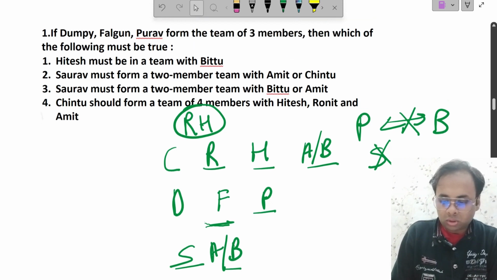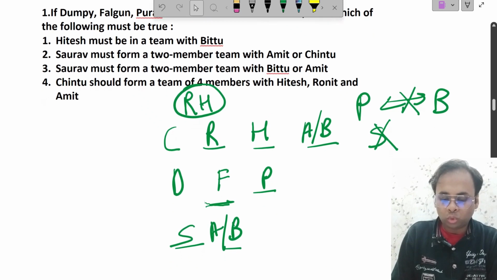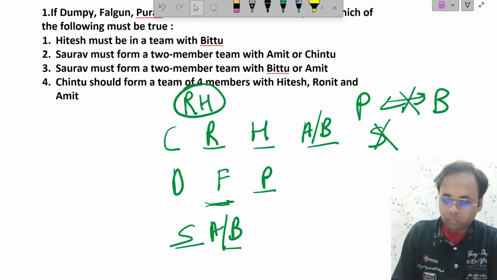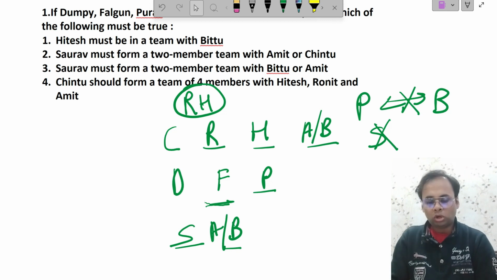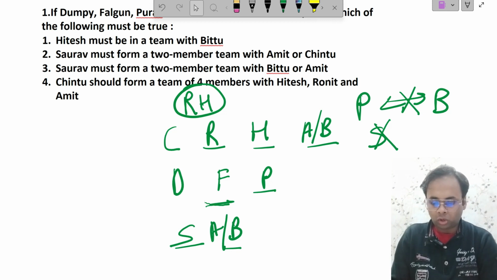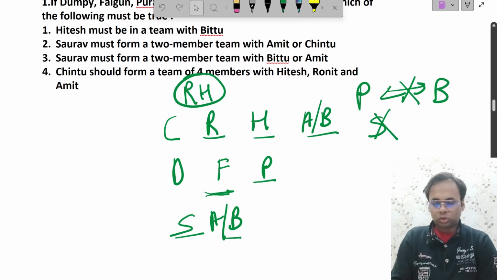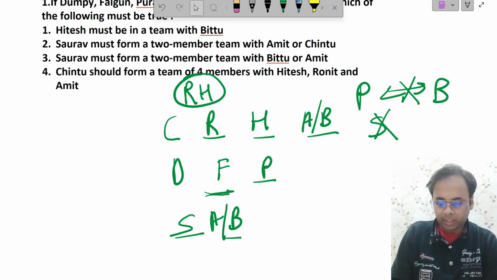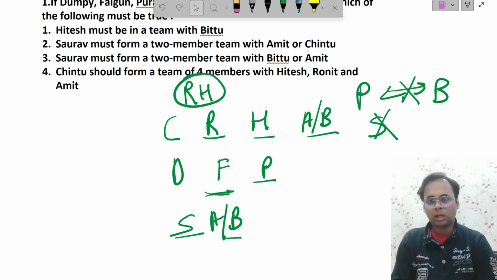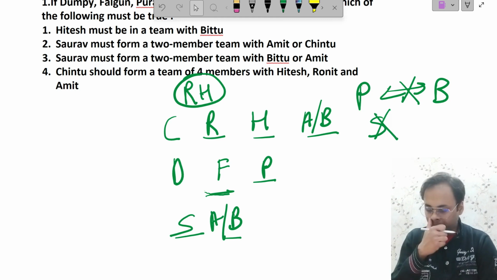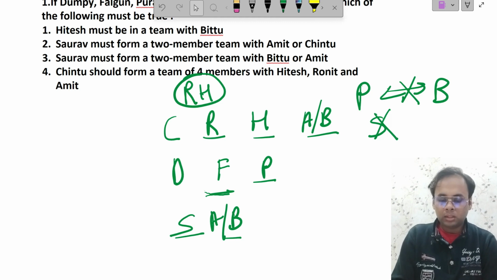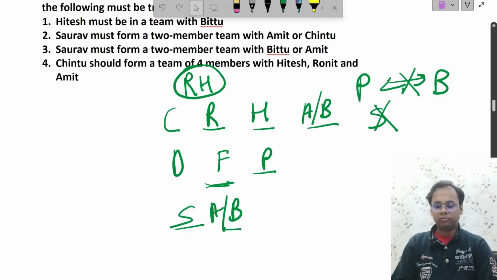Okay, so let us see then which one of the following must be true. The first statement is Hitesh must be in a team with Bittu. Like H should be with B, but it is not certain because either A or B can come with H in the four-member team. Then comes Saurav must form a two-member team with Amit or Chintu. No, it is not necessarily true because either A or B can come with S. So it is not necessary whether Amit will come, and C will definitely not come here because C is there in the four-member team.